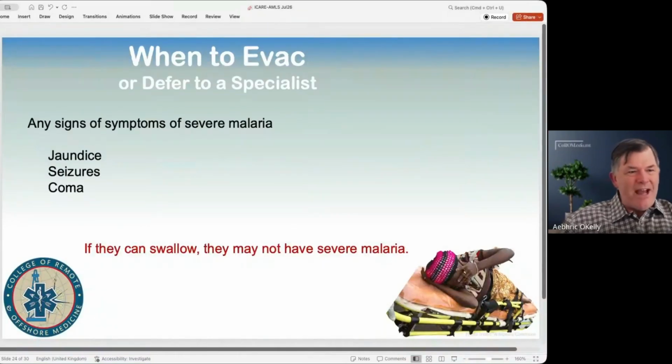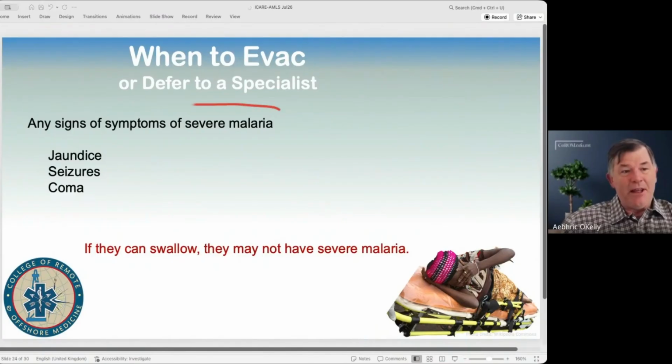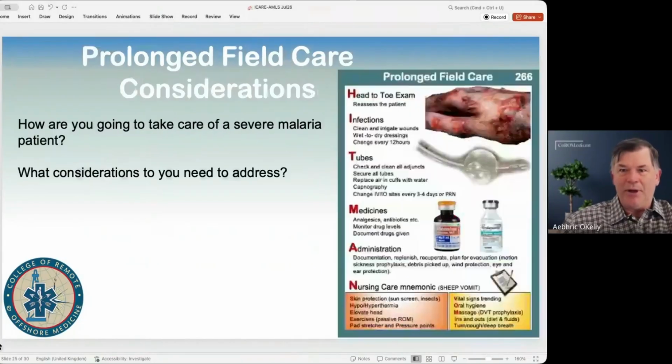So when to evac? Signs of severe malaria, meaning can they swallow? If they can swallow, they may not have severe malaria. Doesn't mean they don't have it. I mean, somebody with severe malaria could swallow if they're motivated. Every Marine could probably get severe malaria and still swallow because they're Marines. But I'm looking for liver involvement, jaundice, any type of brain problems, any altered mental status. That is going to be an indication for evac because we don't want to risk this one. We don't want to play around with this one at all.